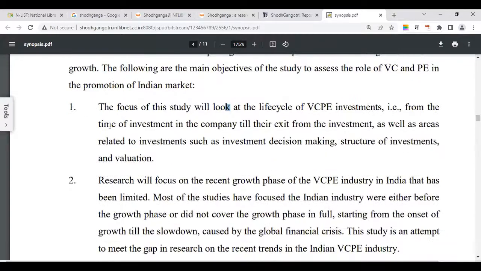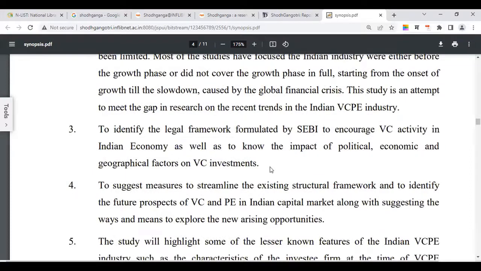So what is the objective, for example, of that topic? On the basis of that topic, the focus of the study will look at the lifecycle of VC/PE investment, that is, from the time of investment in the company till its exit. So these are the big objectives. We'll not take such big objectives. We'll take smaller objectives, whatever we understand on the topic, what work we can carry out on the specific topic, which we just have to mention. It may be one liner also. In one line, the objective should be specified, not this big one.